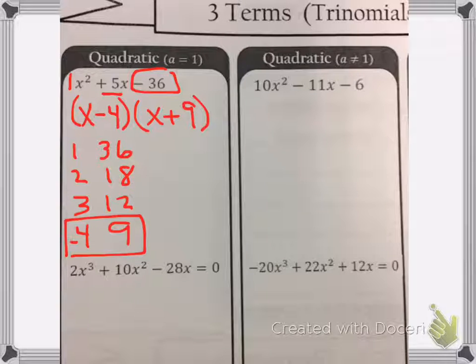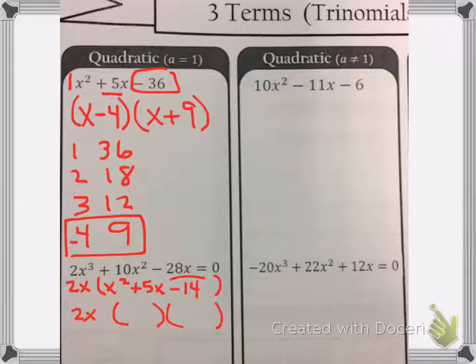This next one works the same way, but before I can do anything, I have to factor out the greatest common factor, which is a 2x. So when I do that, I'm left with x squared plus 5x minus 14. And then I'm just going to factor this last one the exact way I did the last one, where I multiply to a negative 14 and add to positive 5. 2 numbers that will multiply to negative 14 and add to a positive 5 would be a positive 7 and a negative 2. So plus 7 minus 2.